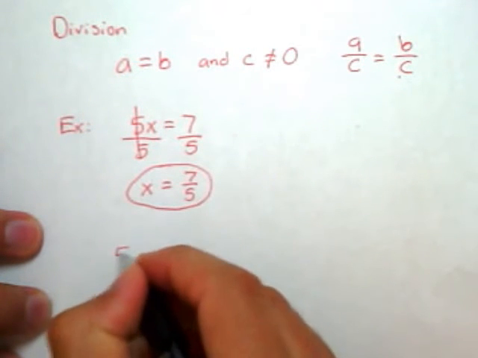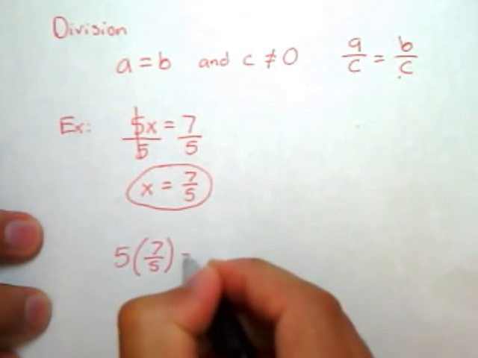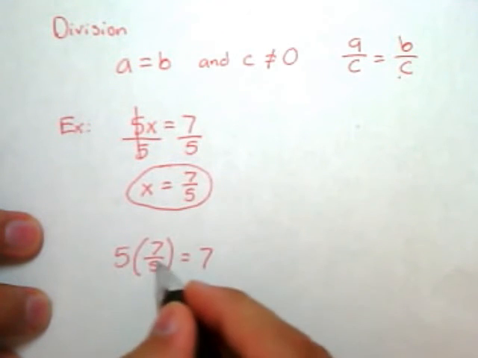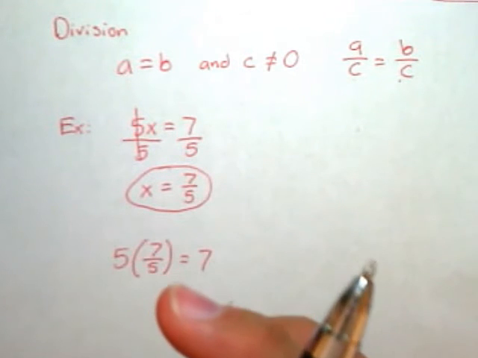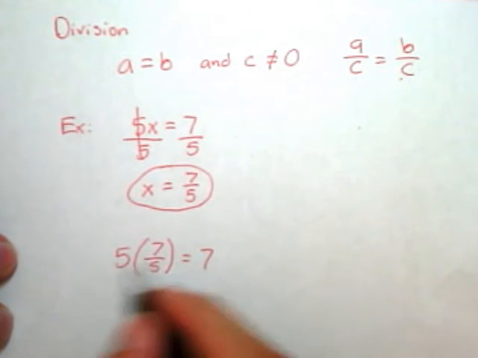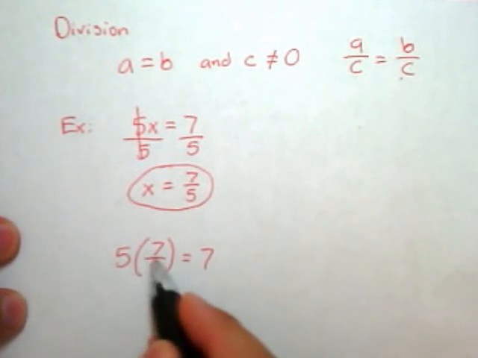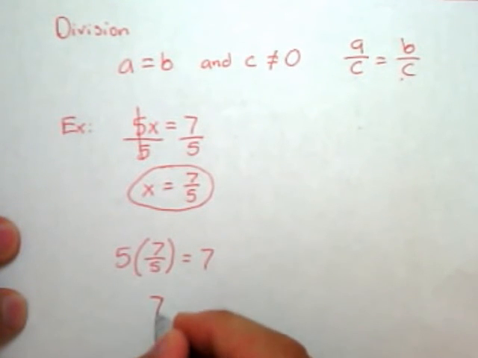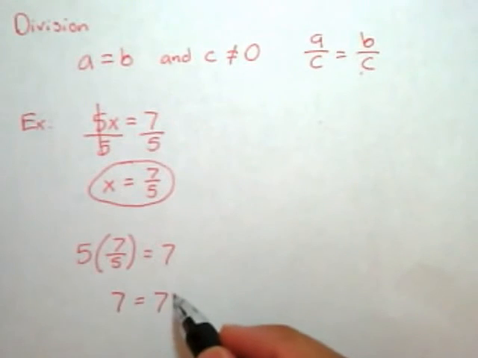So we're going to go 5 times 7 over 5 equals 7. I put parentheses here because you're not supposed to put a fraction next to a number without putting it inside parentheses or showing multiplication. This is showing multiplication, especially since there's only one number, that number being a fraction inside the parentheses. We multiply 5 times 7 over 5, and it actually gives us 7. Use your calculator if you don't believe me, and I'll work it out over here as well.